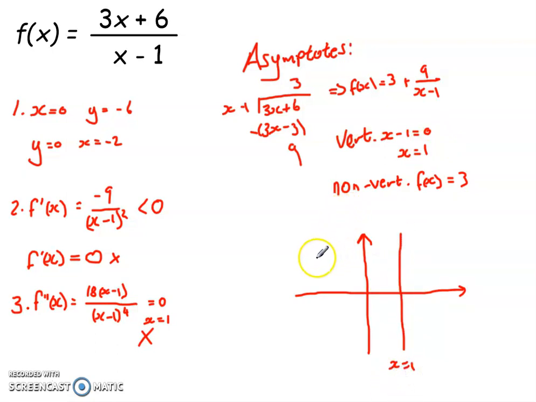And I know I've got a horizontal asymptote occurring when f of x is equal to 3. So what I have to do is ask myself what happens as x tends towards positive and negative infinity, so what's happening as x goes towards that direction and that direction. Then I look at what happens as x gets closer and closer to 1 from both sides.